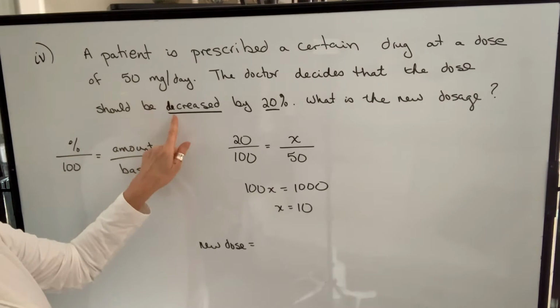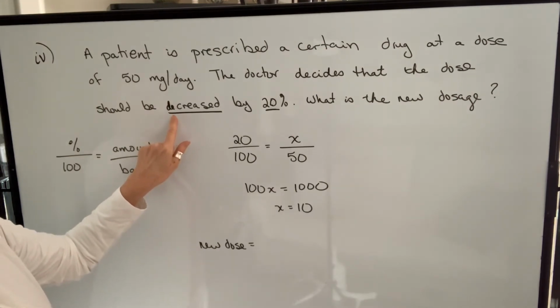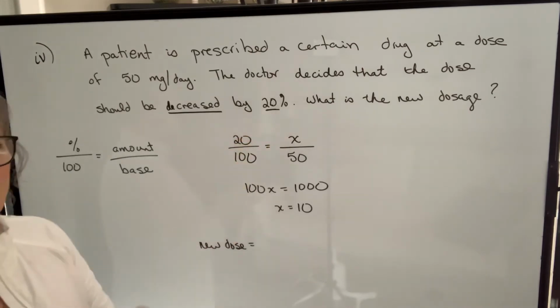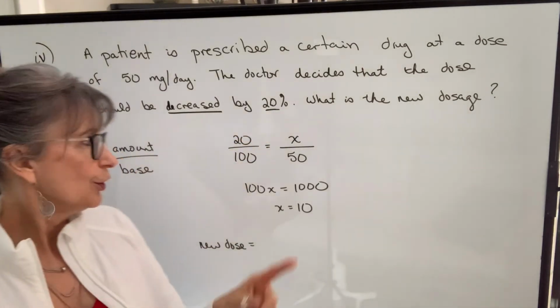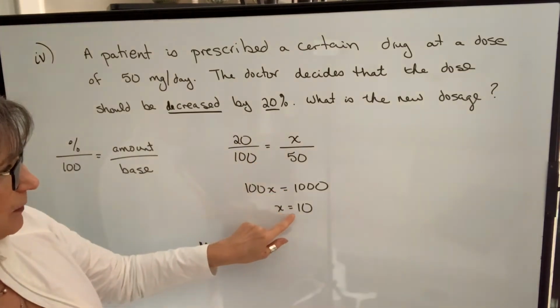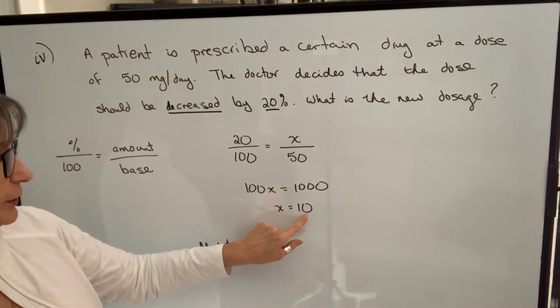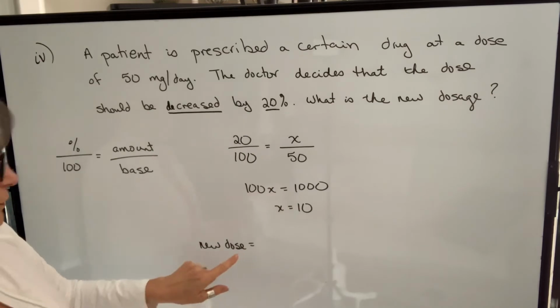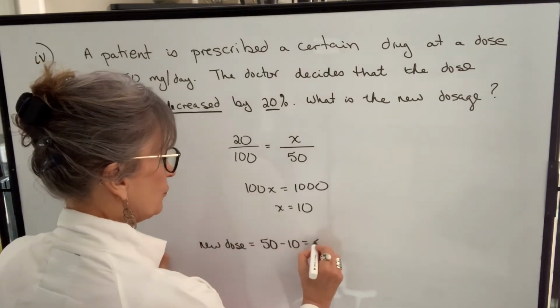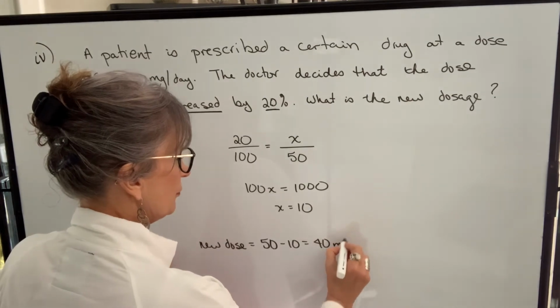If we took this same question and changed it to decreased by 20% rather than increased, again, we have two ways of approaching it. We could find 20% of 50 the way I did previously, and that was 10 milligrams. Then the new dose would be 50 minus 10, which would be 40 milligrams per day.